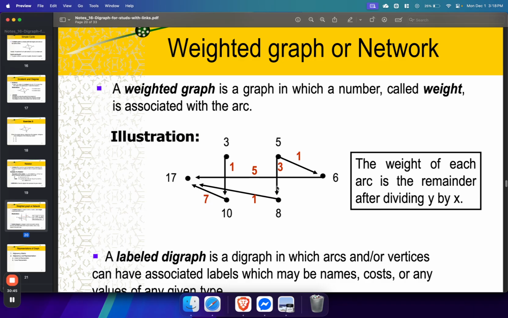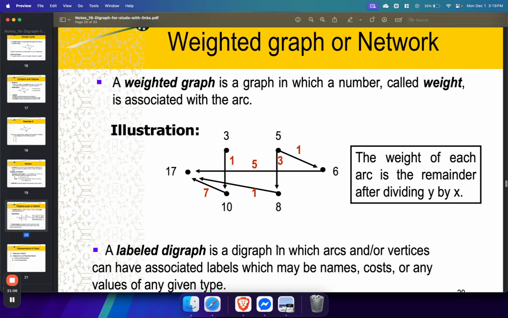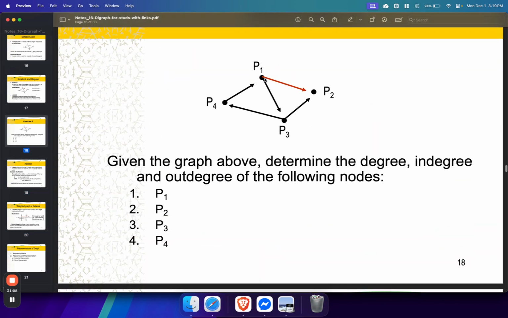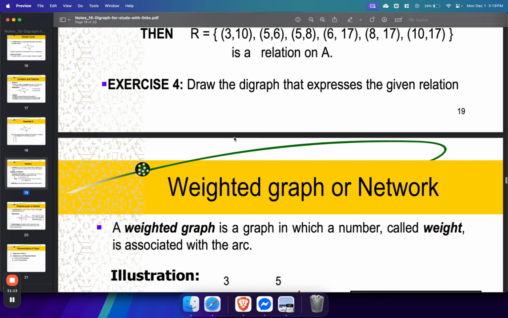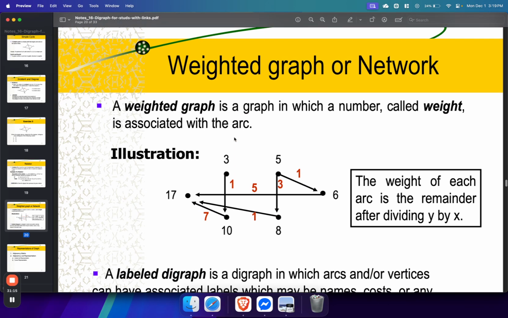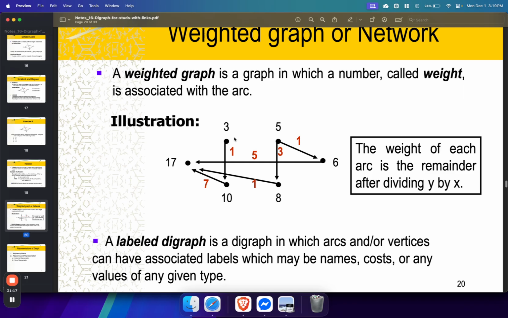Next, weighted graph. This is very important for the next topics because this will be part of some of the algorithms that we will be talking about. So a weighted graph is essentially a graph in which a number called weight is associated with the arc. Earlier, we just talked about the arcs or the arrows pointing from a vertex going to another vertex. Now we add numbers or weights to that specific arc.